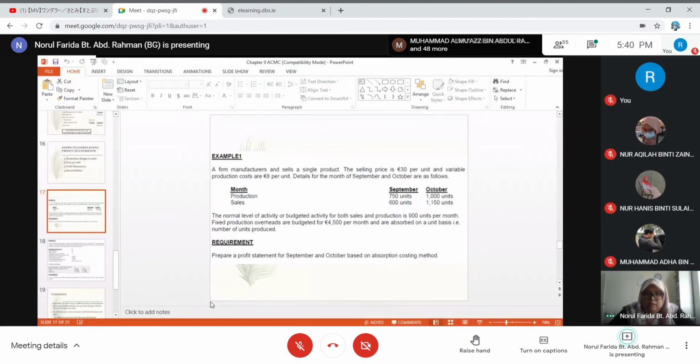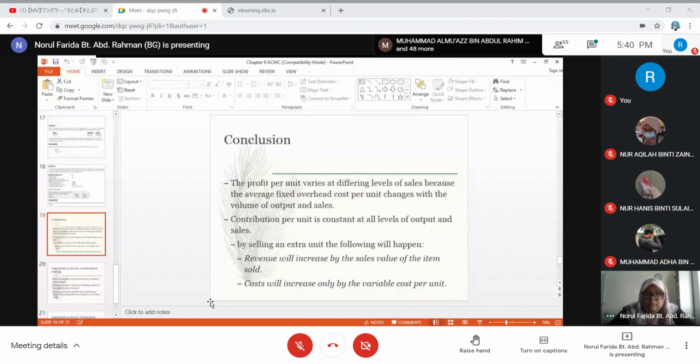Okay. Tadi example 1, example 2. Right. So first we have our conclusion. Okay, the profit per unit varies at differing levels of sales because the average fixed overhead cost per unit changes with the volume of output and sales. Okay. Average fixed overhead cost per unit change.